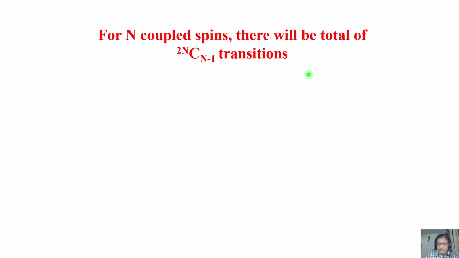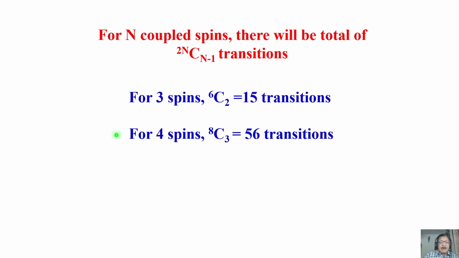If I have n coupled spins, there will be a total of 2n C n minus 1 transitions. I consider the example of 3 spins. 3 spins, 3 into 2, 6. n minus 1, 2. 6C2, it is a combination. Work it out. Very simple. 6 factorial over 4 factorial into 2 factorial. Then it is going to be 15. So a 3 coupled spin system can give a maximum of 15 transitions. That's what we observed. For AMX spin, remember, 12 transitions plus 3 combinations, totally 15 we observed.